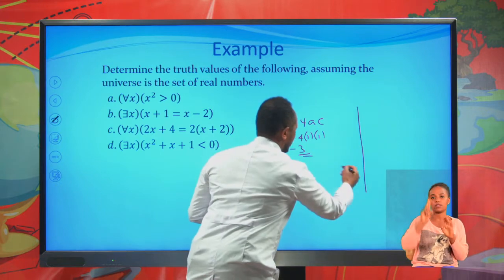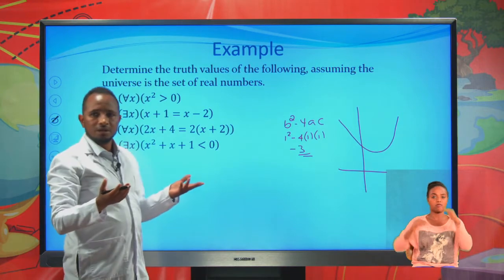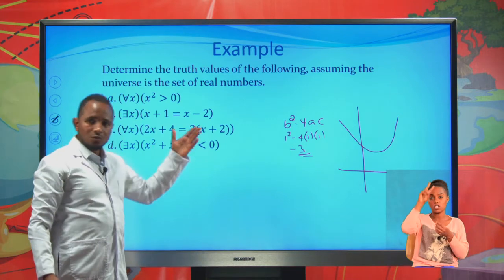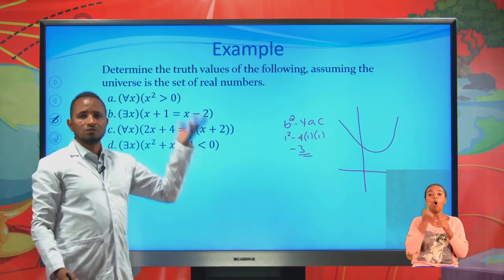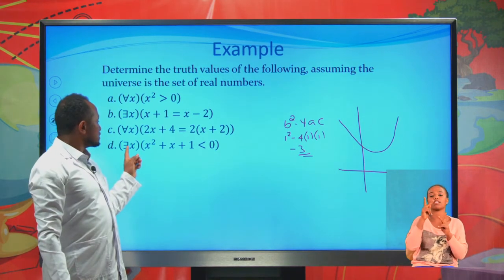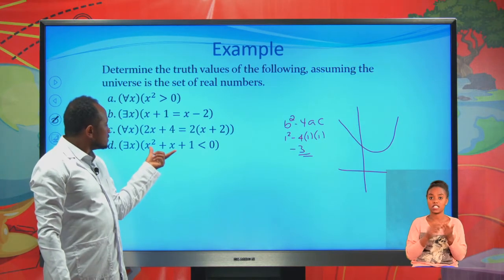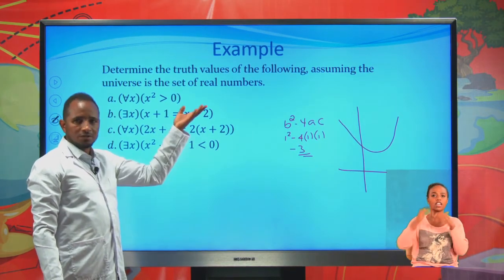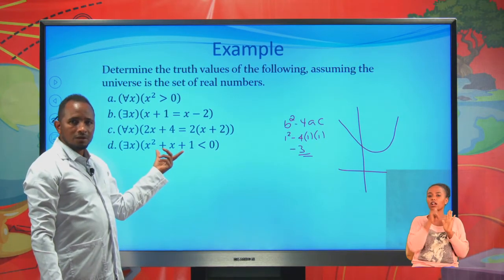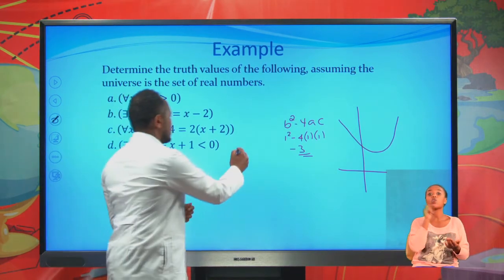The graph, roughly sketching, may have this form. It's above the x-axis. It opens up. This shows this function, x squared plus x plus 1, is always above the x-axis. It's always positive for any real number. But here it says there is a number satisfying this inequality. No, since this is always greater than 0, it's above the x-axis. It's not less. So we can't find a number satisfying this inequality. Therefore, the truth value of this one is false.